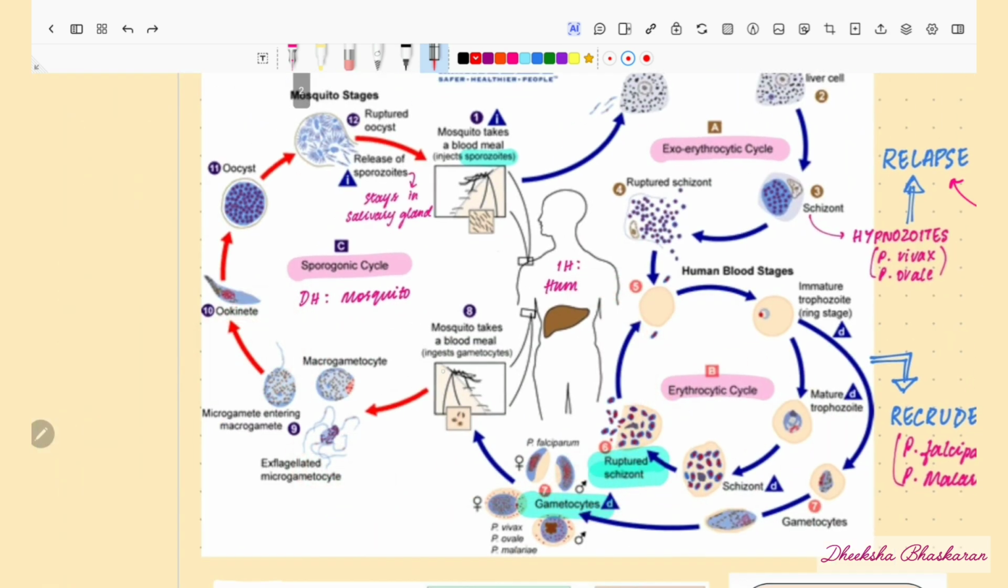So when the mosquito bites an infected person, it takes the gametocytes, and these gametocytes fertilize in the mosquito, and they form ookinete, oocyst, all of these, and then finally form sporozoites, which stay in the salivary gland of the mosquito, and then it bites another person, and this is how the whole cycle continues.